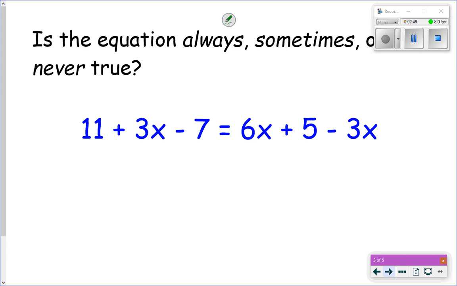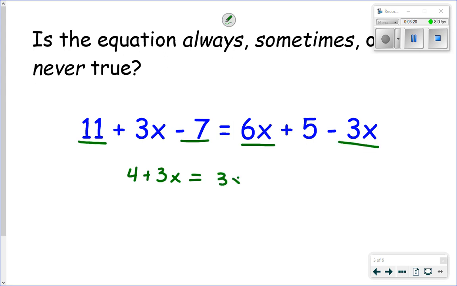So go ahead and write down this first example, and the directions say, is the equation always, sometimes, or never true? So you've got 11 plus 3x minus 7 equals 6x plus 5 minus 3x. The first thing we always do when we're solving equations is we combine like terms and try to get the two sides of the equal sign in their lowest terms possible. On the left hand side we've got 11 and a minus 7. We can put those together and get 4. Just bring down the plus 3x. And then on the right hand side we've got 6x and minus 3x, so we can put those together and that's going to give us 3x.